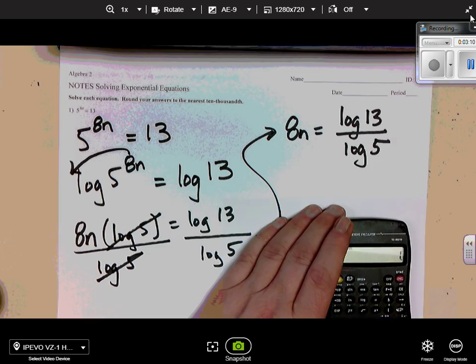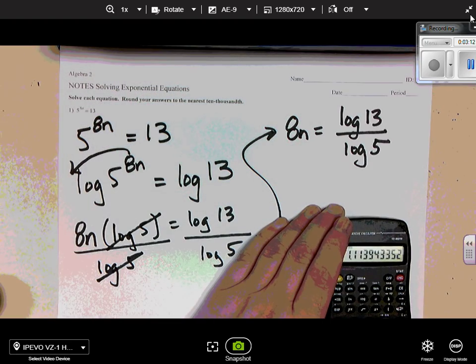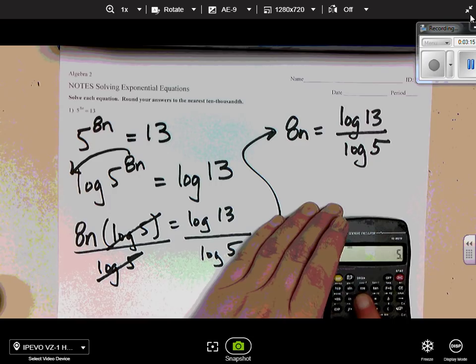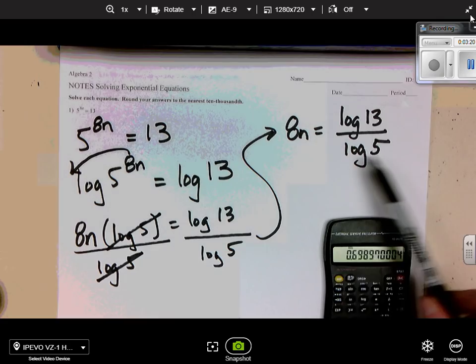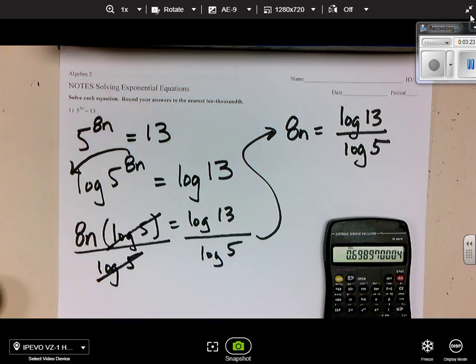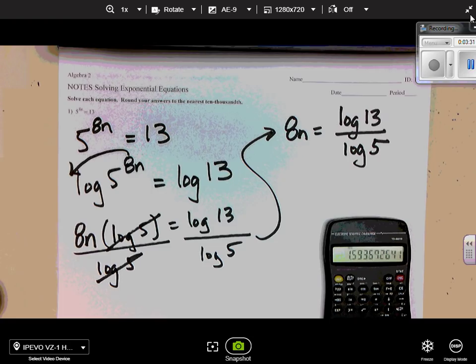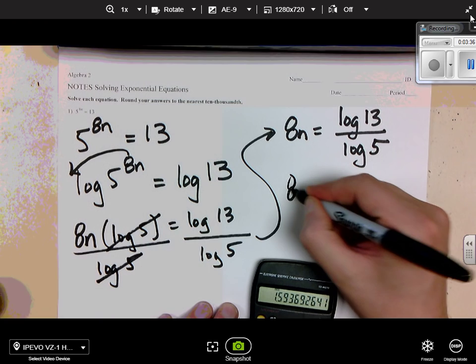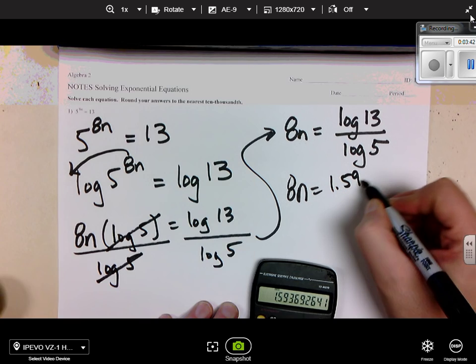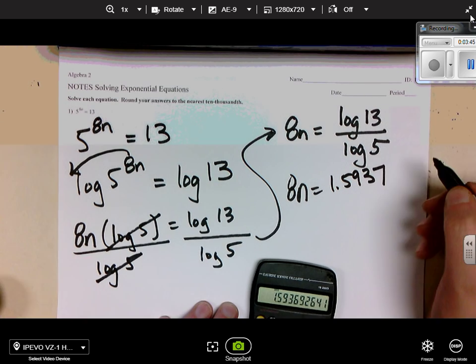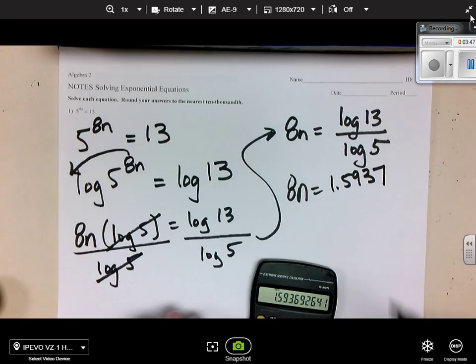All right, 13, log it, divide by 5, log it. Now what you're seeing on the calculator right now is not this overall thing on the right. The only thing you're seeing on the calculator right now is log of 5. We don't care what log of 5 is. We want to know what this divided by that is. So we hit equals to execute the final calculation, and we see that 8n is going to equal 1.5937. It says to go to the 10,000s place. That's why I'm going 4 digits out.